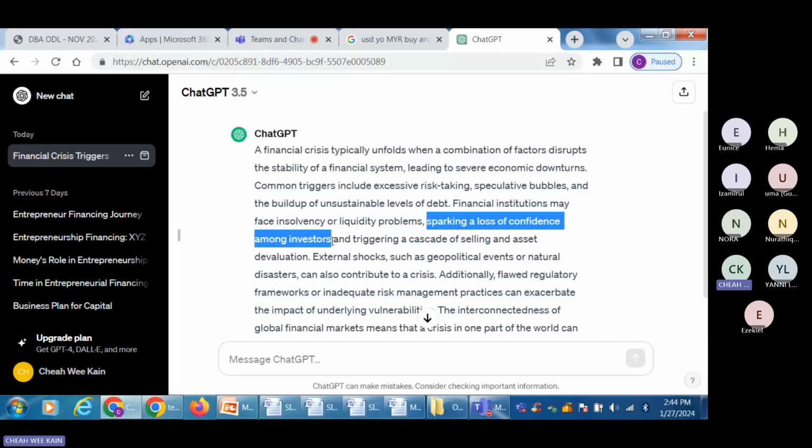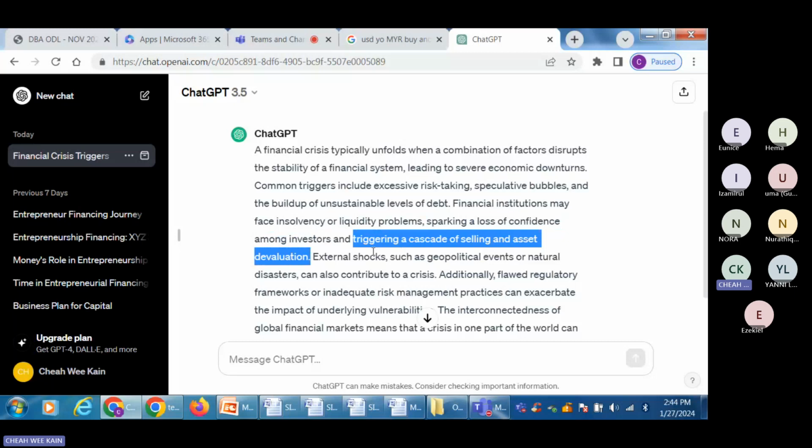Therefore, you have no new companies, no new machinery being bought. The whole economy is very bad, very slow, very quiet. And this will trigger a cascade of selling and asset devaluation. A cascade means rolling on, of selling. You're selling all your assets because, for example, in an economic crisis you've got no job, so you may have to sell off your car or your house at a low price. If you don't sell at a low price, the item cannot be sold, right? So all property becomes devalued, property valuation.